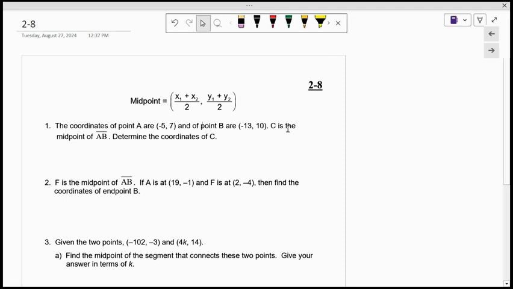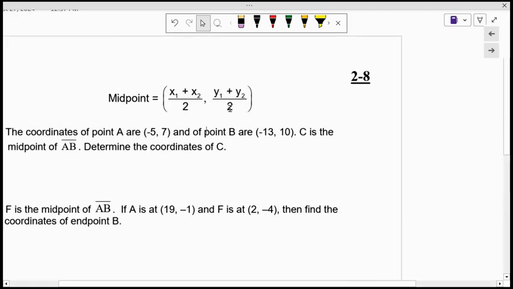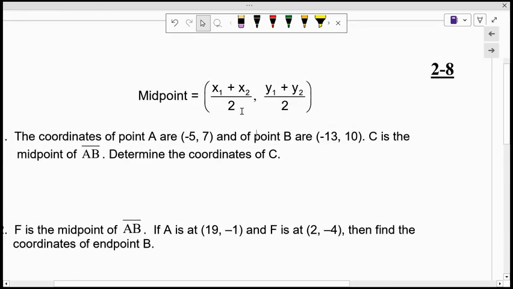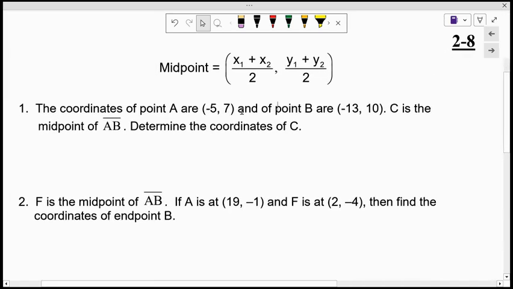So 2-8 is really where the new part of this comes in for today's notes, which is midpoint. You've seen midpoint before. We have this formula. So yeah, it's going to be pretty straightforward. It's not a very difficult formula. So yeah, let's go ahead and look at this first example. So they give us points A and B, and we just want to find the midpoint.